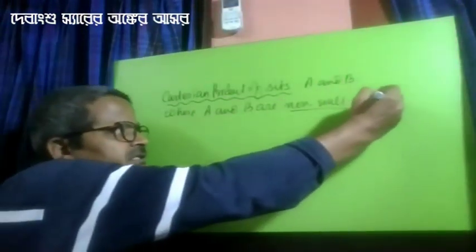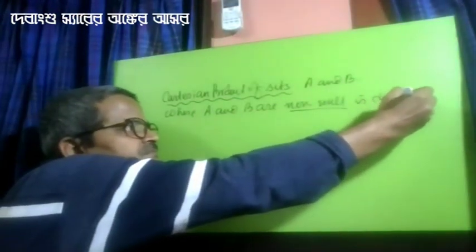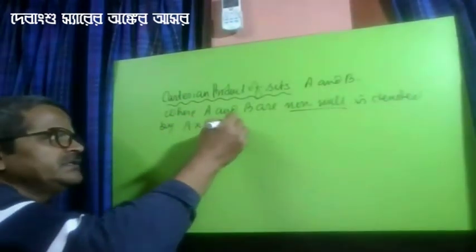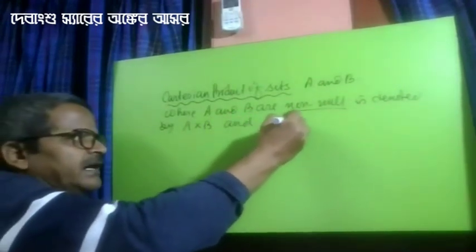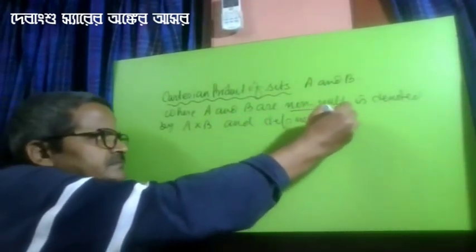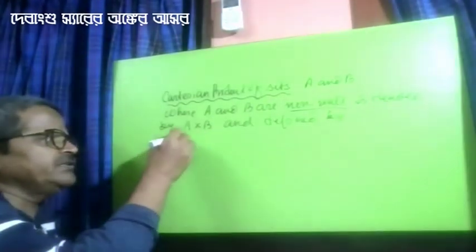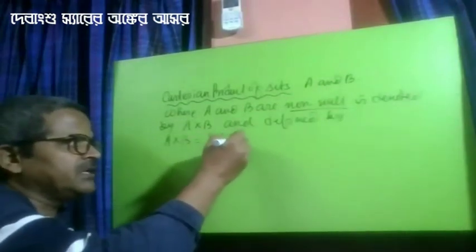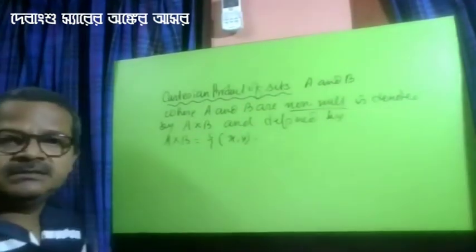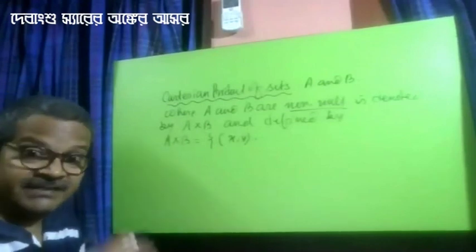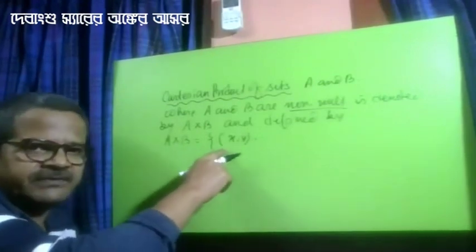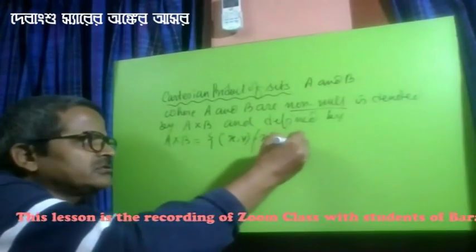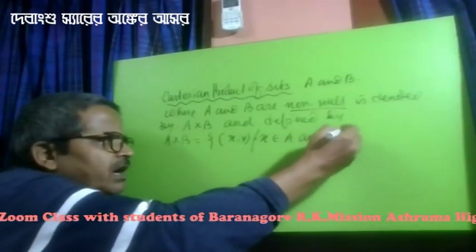It is denoted by A into B and defined by: A into B is equal to the set of elements of the form x comma y, just like coordinates. This kind of expression we observe in coordinates, such that x belongs to A and y belongs to B.